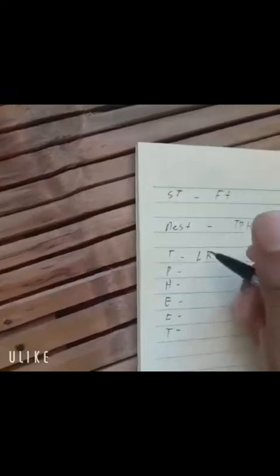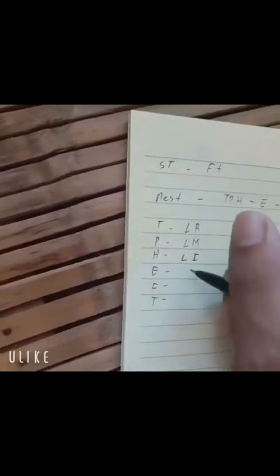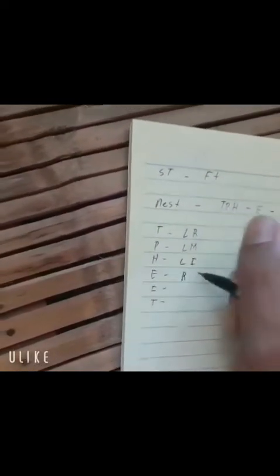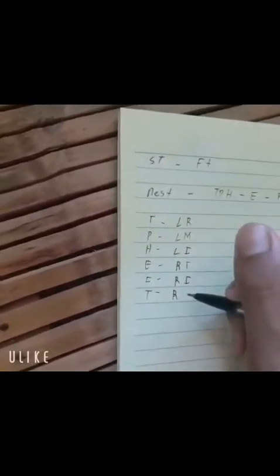Yung assigned fingers ng T is left ring. Yung P naman is left middle. Yung H is left index. Yung E is right thumb. F, right index. Yung T is right thumb. So, ito po yung example ng ending letters na ST.